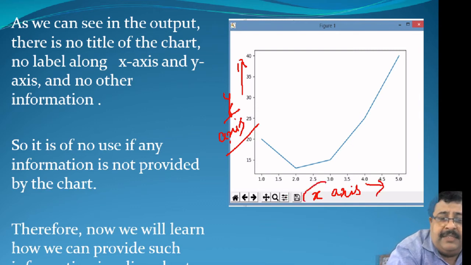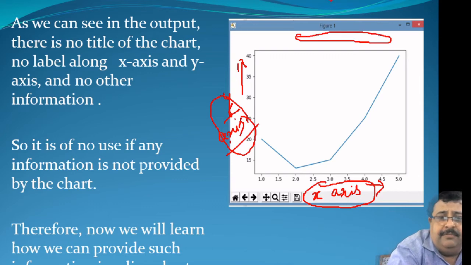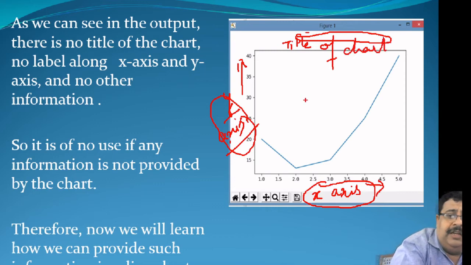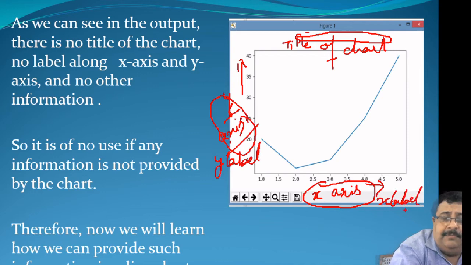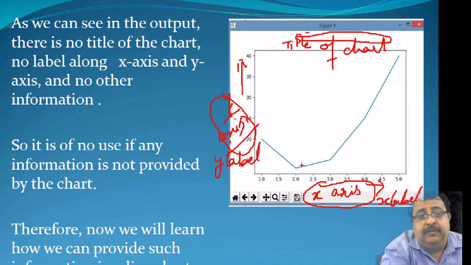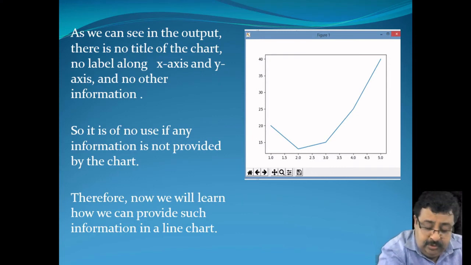We need some labels here. We need the title of the chart. So in this area we will give the title of the chart, in this area we will give the Y label, and in this area we will give the X label. Now we'll see how we are going to do all those things.